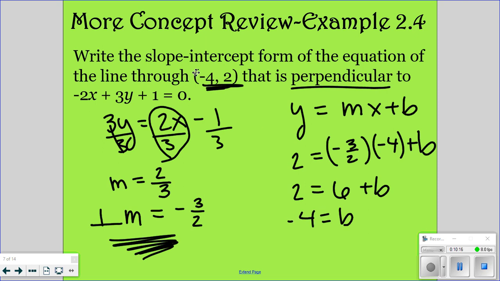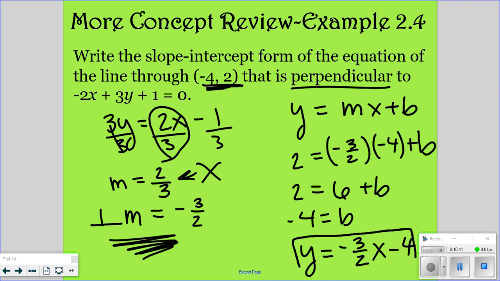And it says write the slope-intercept form. So y equals negative 3 over 2. Make sure you're using the slope that you plugged into your equation to get that b value, the perpendicular slope, not the original slope that you started with over here. Don't use that one. That'll get you the wrong equation. So y equals negative 3 over 2 x minus 4. And so that would be your equation.